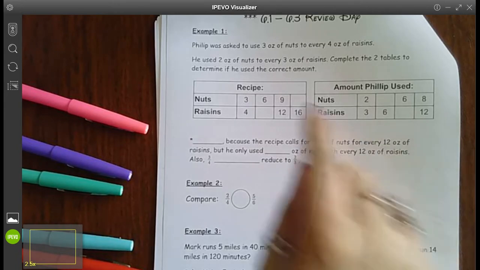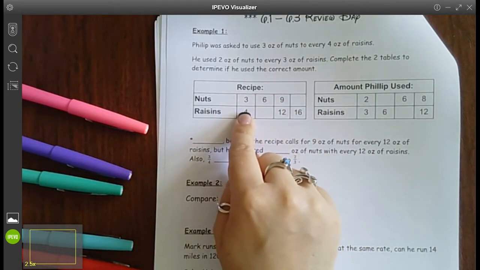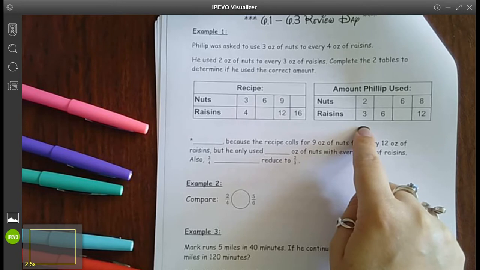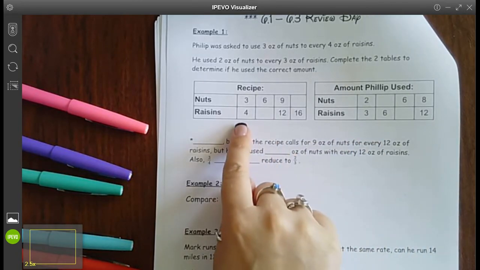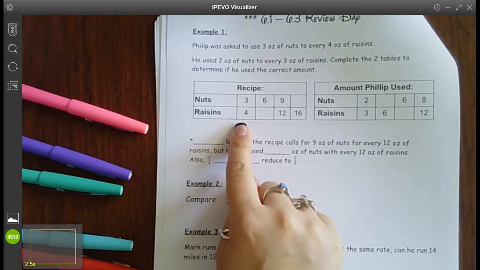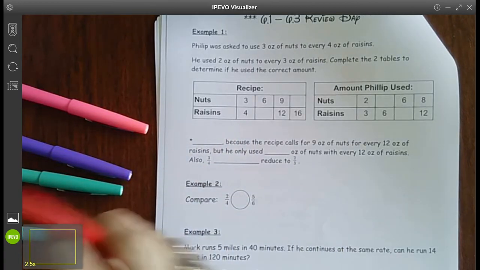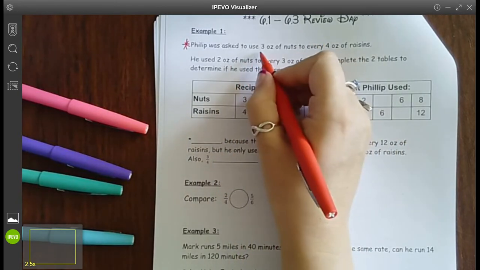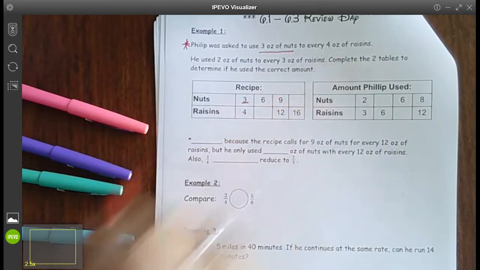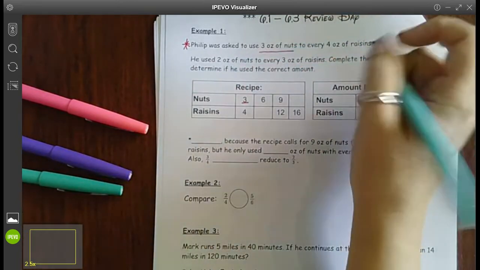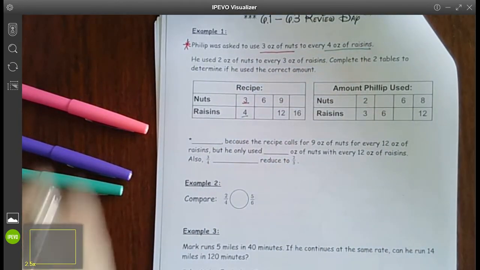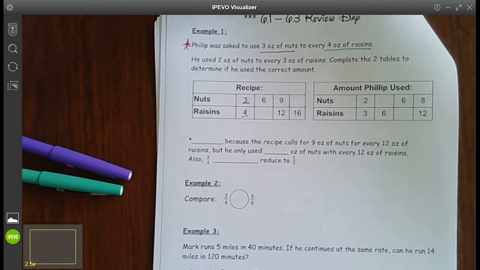So what we're going to compare is what the actual recipe called for and what he actually did, and see if he did it correctly or not using equivalent ratios. So first off, let's focus on the actual recipe. The actual recipe is right here in this first sentence. It says he was asked to use 3 ounces of nuts, right, for every 4 ounces of raisins. That was according to the recipe. So let's go ahead and complete the table for what the recipe called for.